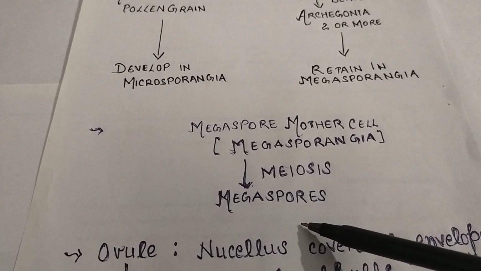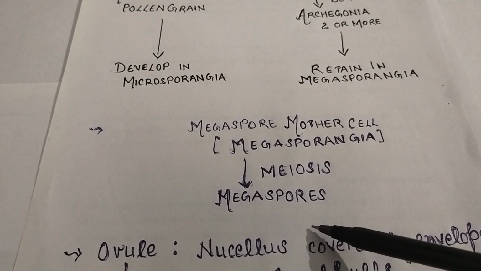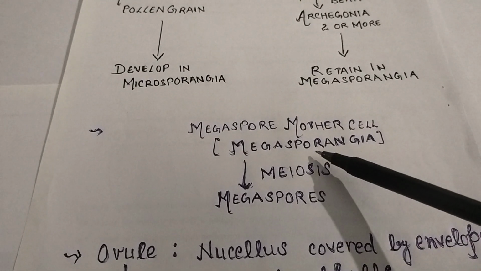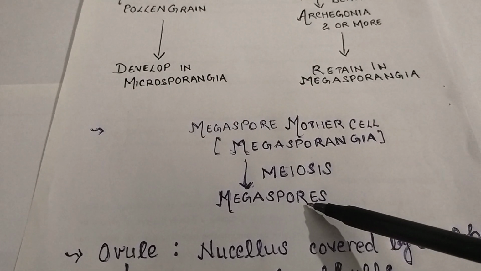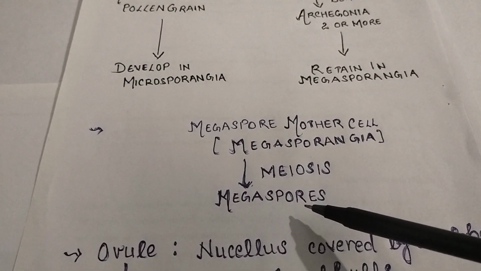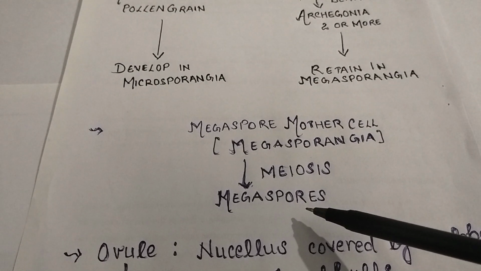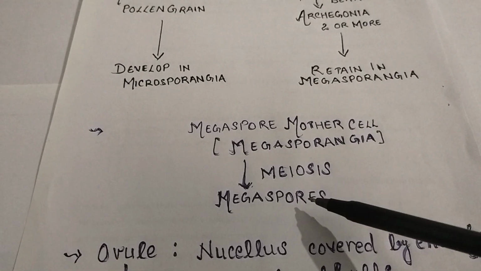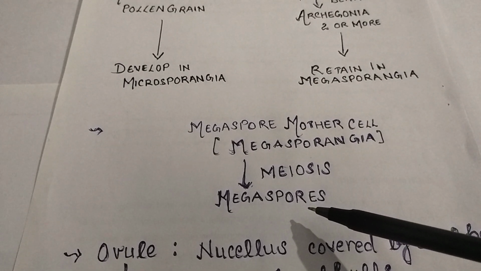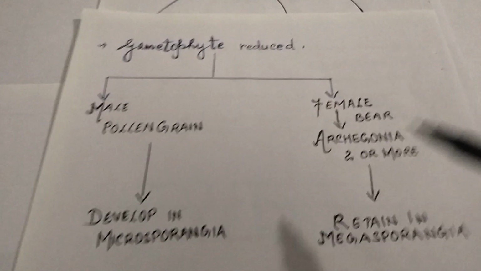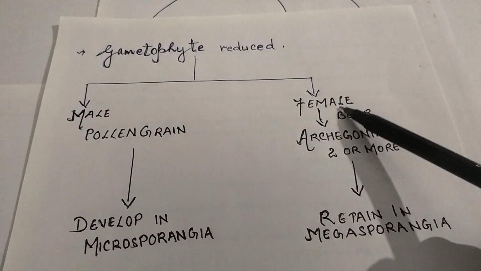Of these four cells, only one of the megaspores, enclosed in the megasporangium, develops into a multicellular female gametophyte.